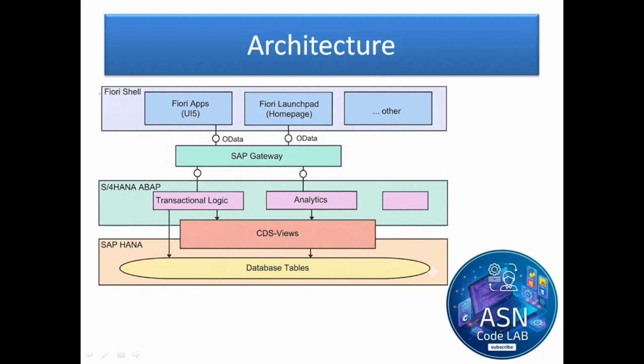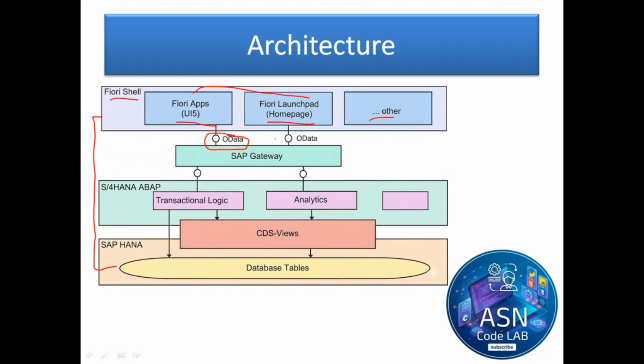Now the architecture. At the top is the Fiori shell, which acts as an entry point for the user. It hosts components such as Fiori apps, and there is a Fiori Launchpad, which is a home page, and other UI elements. These apps are all developed using SAP UI5 and also provide a role-based responsive user experience. The UI layer does not directly contact your database layer. It will come through your OData services.